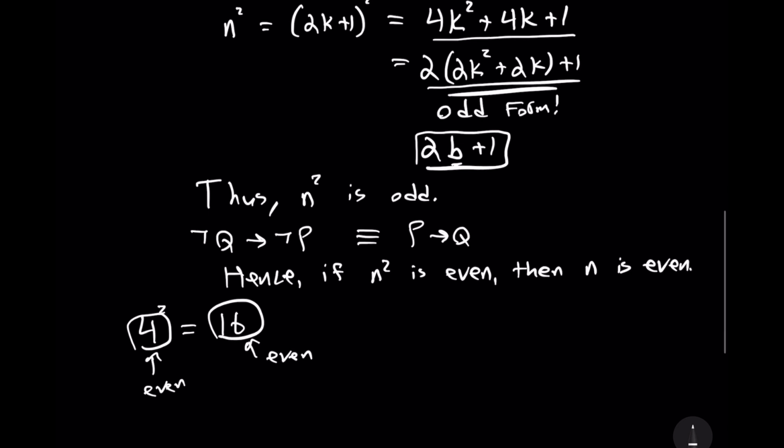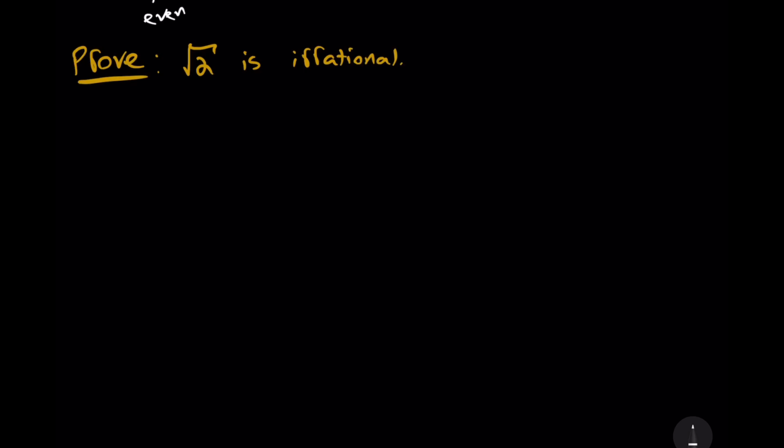Now let's do our second example, and this time we're doing a proof by contradiction. So we're going to prove that the square root of 2 is irrational. In other words, i.e., that is, it's not a rational number as a fraction.